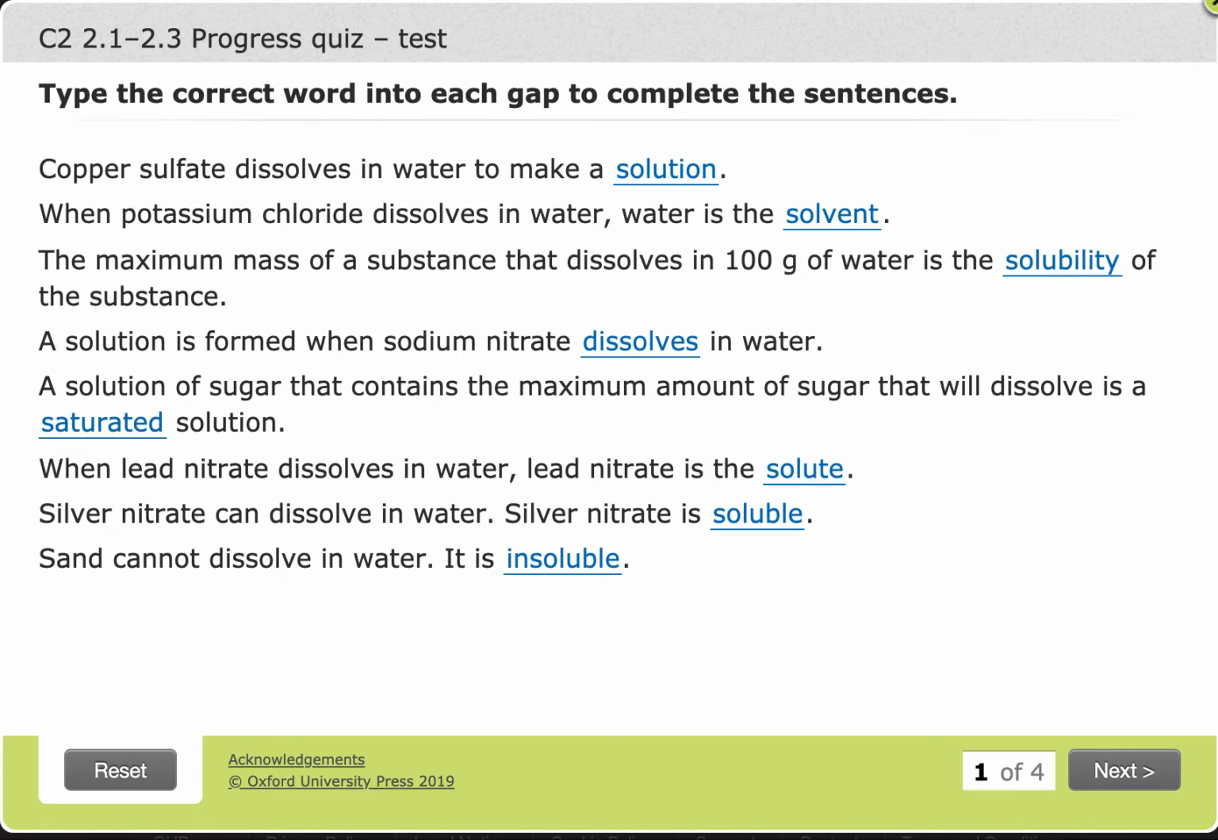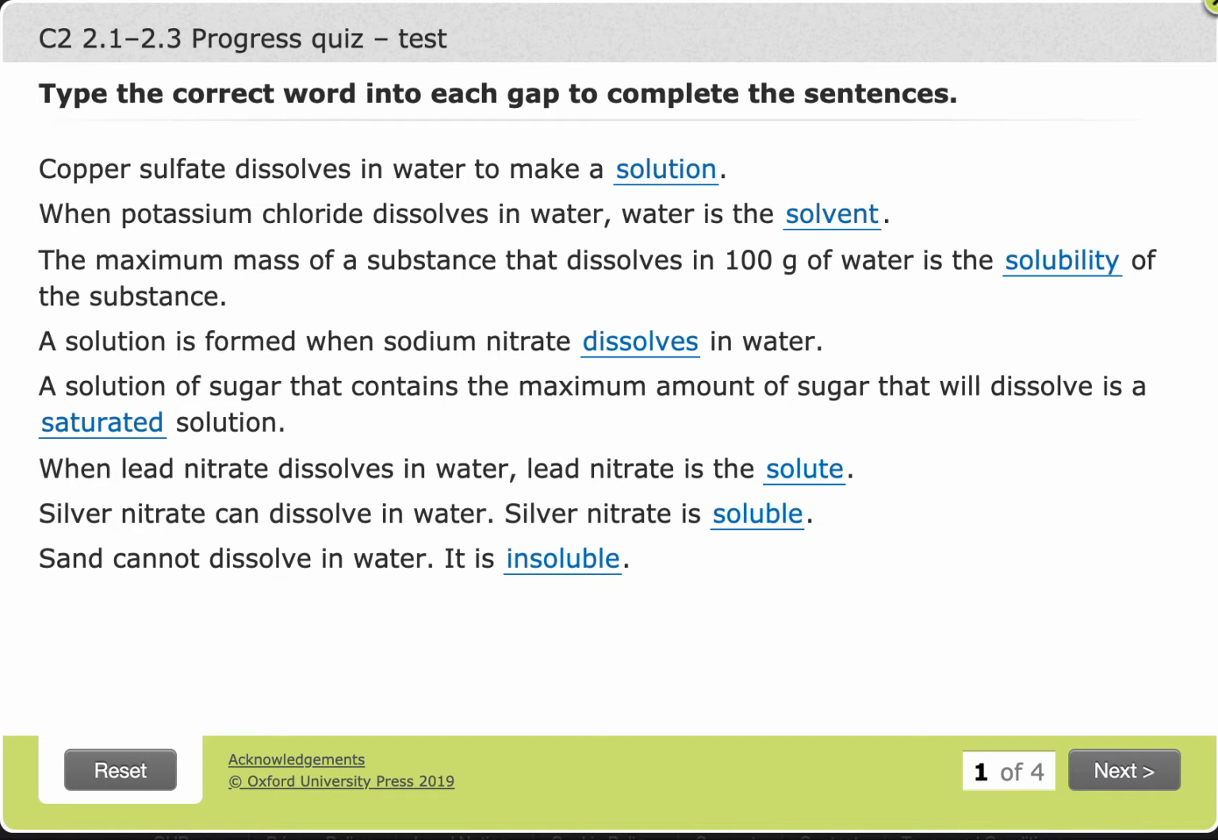When we have copper sulfate dissolving in water, we make a solution. We have potassium chloride, which is another type of salt, dissolving in water. The water, the liquid, is acting as a solvent. The maximum mass of a substance that dissolves in 100 grams of water is what we call the solubility. That's the amount of a substance which will dissolve in 100 grams of water.